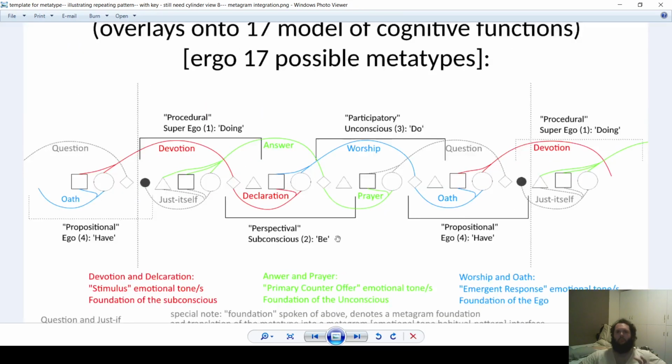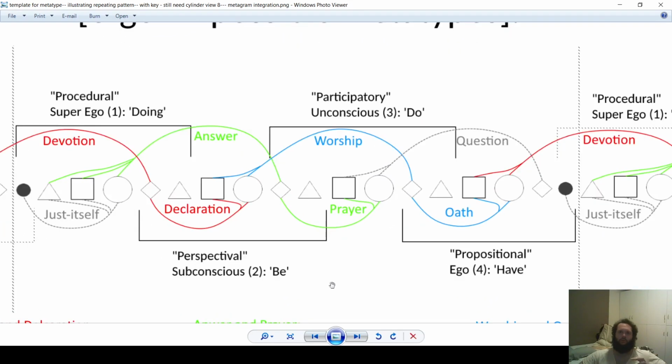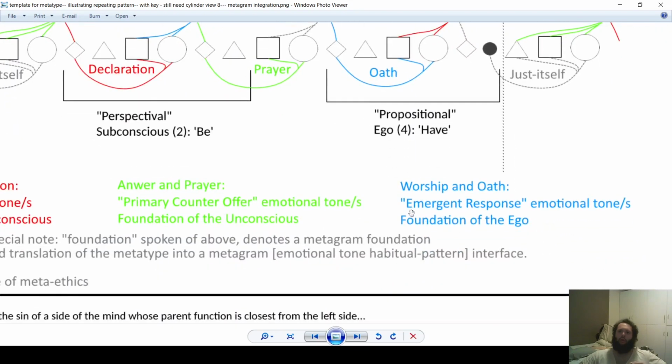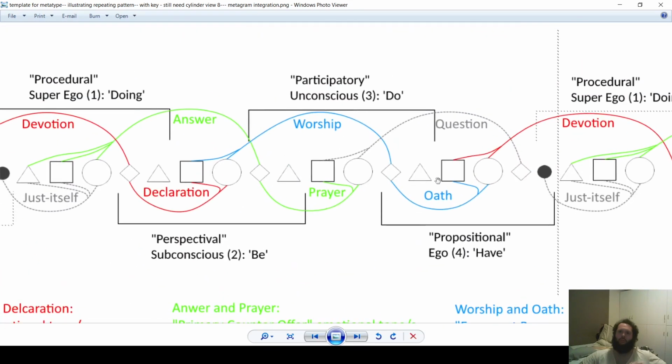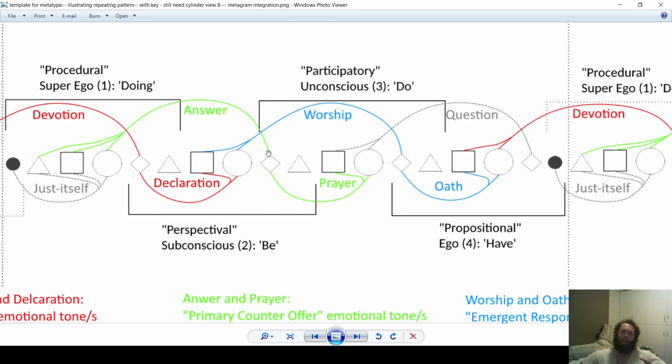Just from a structural technical point of view, because I can say certain things which are consistent patterns within metagram circuitry. Essentially the oath and the worship is in this blue, and I call the oath and the worship together the emergent response because they both inform and come together to form one set of emotional tones. It might not be just one emotional tone, it might be more than one. The exception here is what I call the primary counteroffer, which is the answer and the prayer. The primary counteroffer will be contained within this inferior function, which is obviously the inferior function of the subconscious and the base or the foundation of the unconscious.